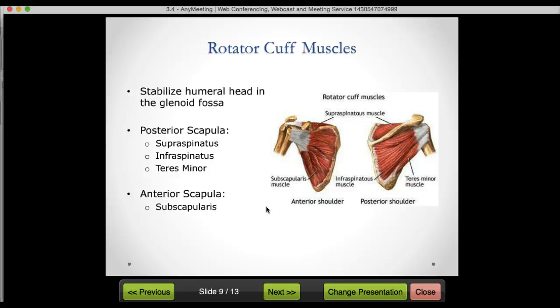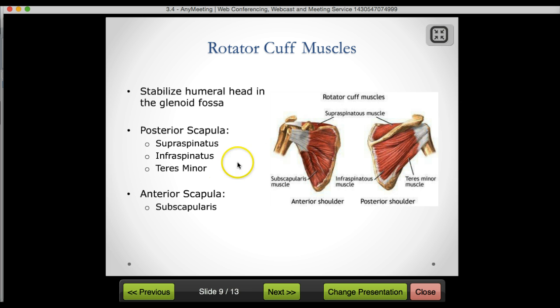So on the posterior side, as you see over here on the right-hand side of this picture, we have the supraspinatus, and we talked about that earlier, sitting right there in the supraspinous fossa. It comes over, and the tendon runs right underneath the acromion process and attaches to the greater tubercle. Just inferior to that, we have the infraspinatus, which sits in the infraspinous fossa, as we again talked about, runs right over here and attaches a little lower on the greater tubercle. And then thirdly, on the posterior side, we have the teres minor, and that comes and attaches even more inferiorly on the greater tubercle of the humerus.